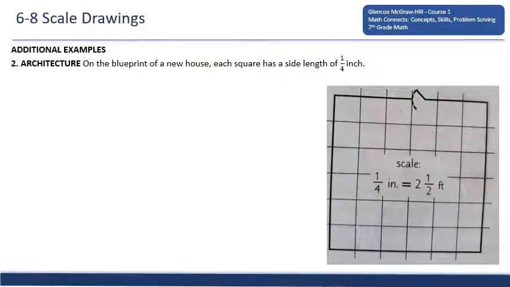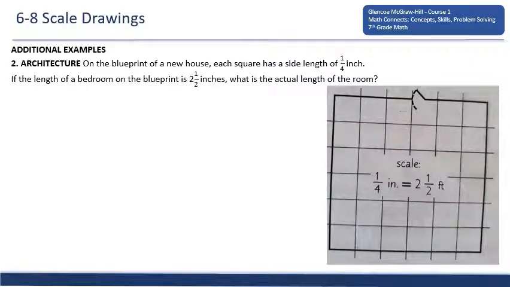Additional example number 2, architecture. On the blueprint of a new house, each square has a side length of 1/4 inch. So if you look at the image on the right, it tells you each 1/4 inch equals 2.5 feet. If the length of a bedroom on the blueprint is 2.5 inches, what is the actual length of the room? So our scale is 1/4 inch equals 2.5 feet.